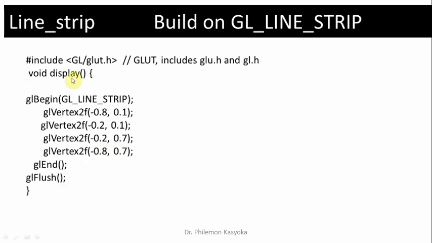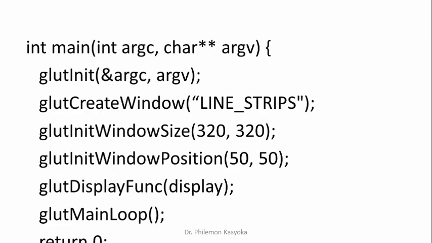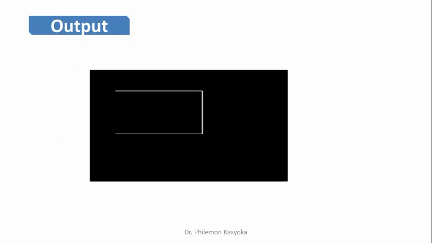So once this display function has been called, what happens now? We begin again, but we change what is within these brackets. It's no longer GL_LINES as we have seen in the previous slide, it's GL_LINE_STRIP. We want it to be able to connect all those points. We are still making use of the same coordinates because we want to get a clear picture of what's happening when we change to GL_LINE_STRIP. So let's see what kind of output we are going to get.